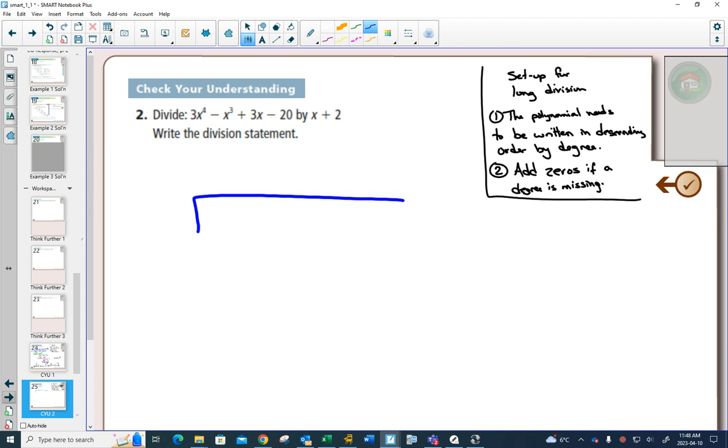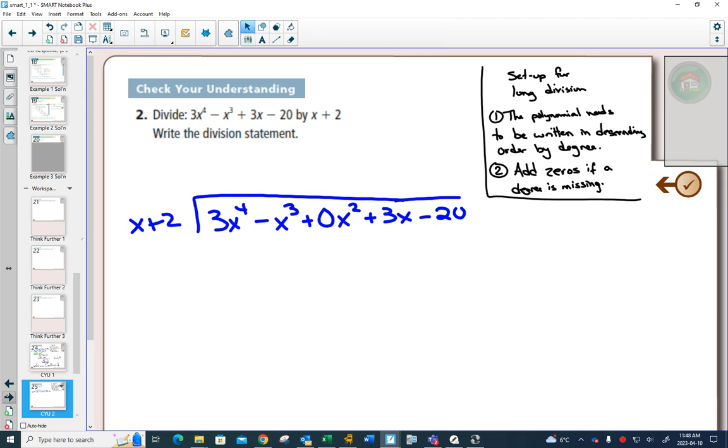And we have, though, part 2 says add a 0 if something's missing. Notice we have an x to the 4. Then we have an x cubed, but we have no x squared. So we add a 0 where the x squared was. And we're dividing by x plus 2. So again, I'll do the first one, and then I'll give you a head start to finish it off.